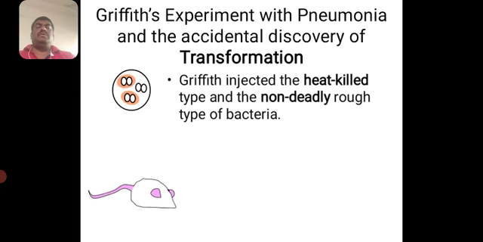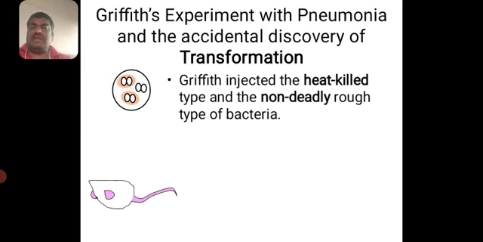So after injection of the mixture of these two strains to the mice, surprisingly the mice got killed. It was a surprising result. As we know, both the strains, heat killed smooth and wild rough, are non-virulent, even though the injection of this causes the killing of the mice. It was a surprising result for Griffith.